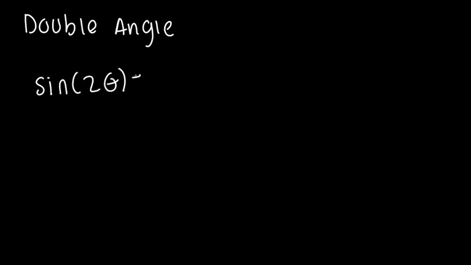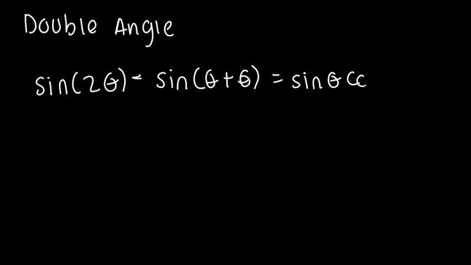Sine of 2 theta is just equal to sine of theta plus theta. And if we remember, this is just equal to sine theta cosine theta plus the same thing. So we would just multiply this by 2. And so that means that sine of 2 theta is equal to 2 sine theta cosine theta. And that's our first double angle identity.